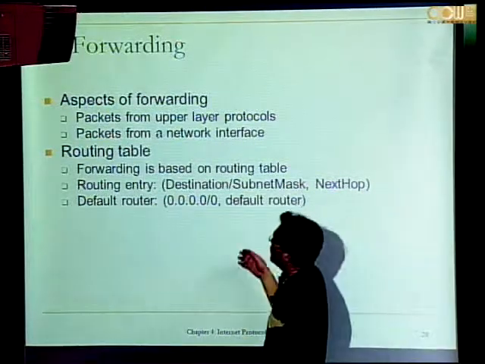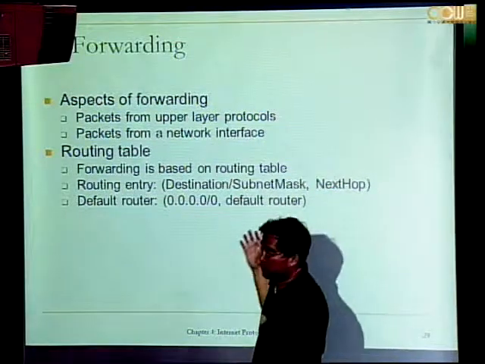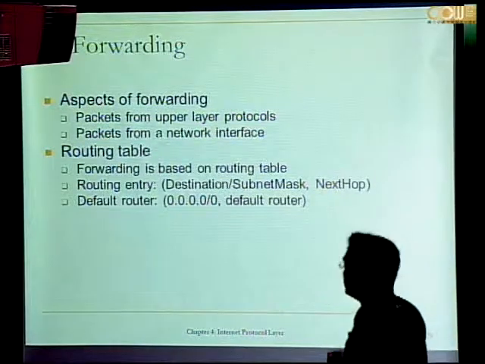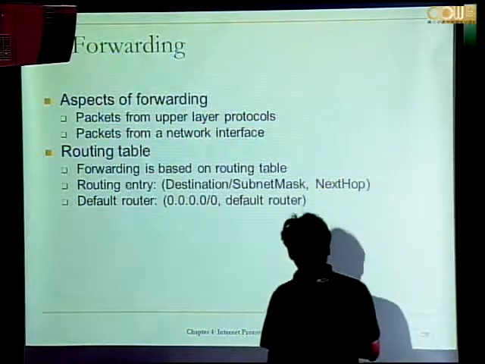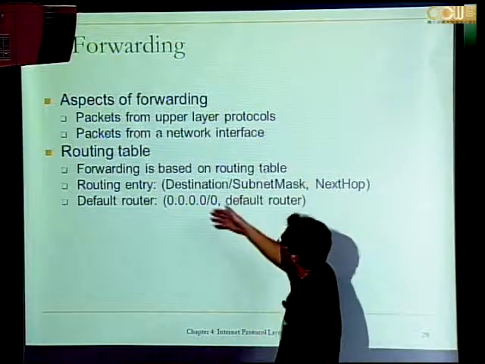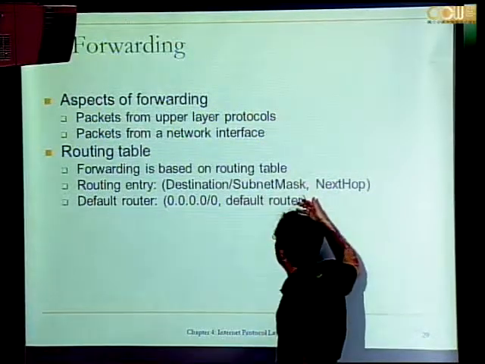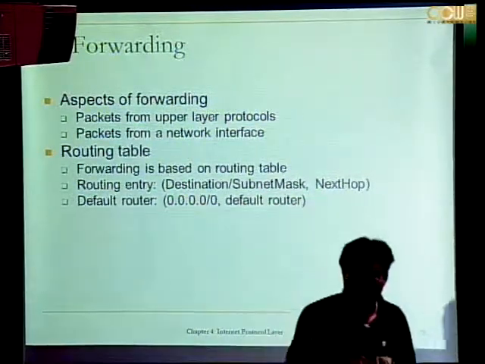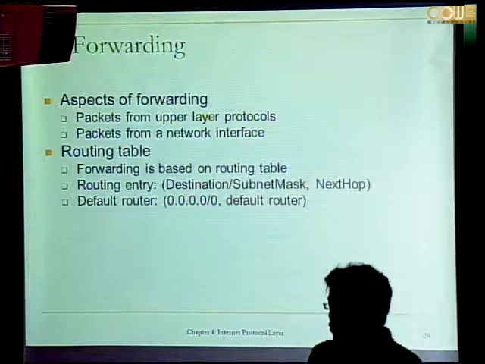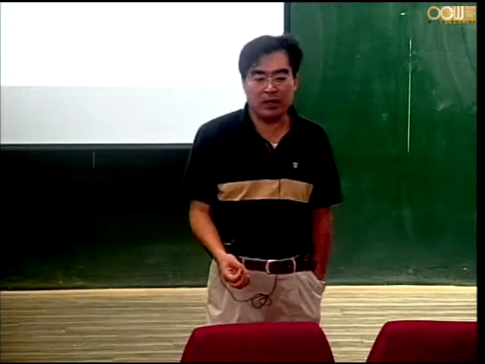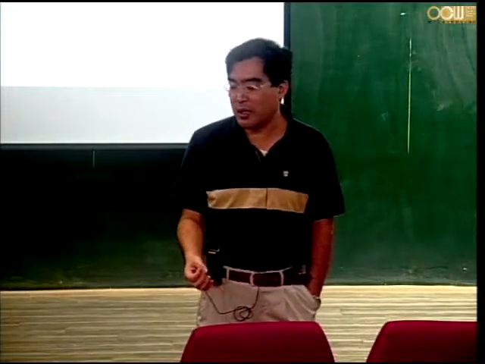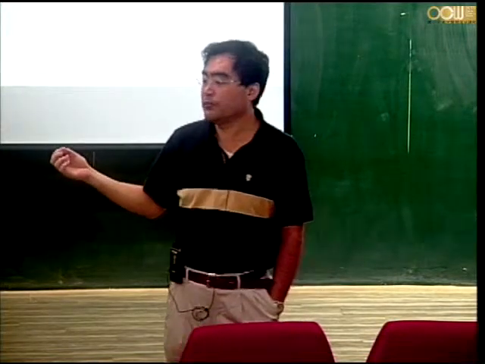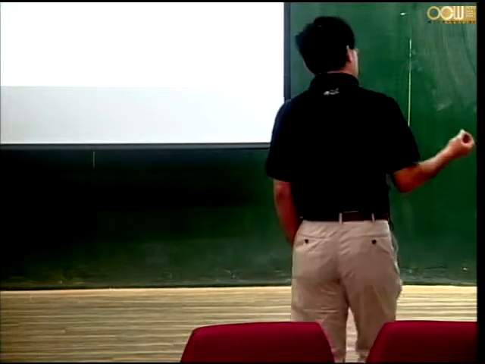However, that's on a router. On a host, you only need to know who your default router is. So I would have an entry in a host saying, okay, my default router is this one. Every time I have a packet whose destination is not in the same subnet as I am in now, I will send the packet to the default router, and the default router should handle the rest.